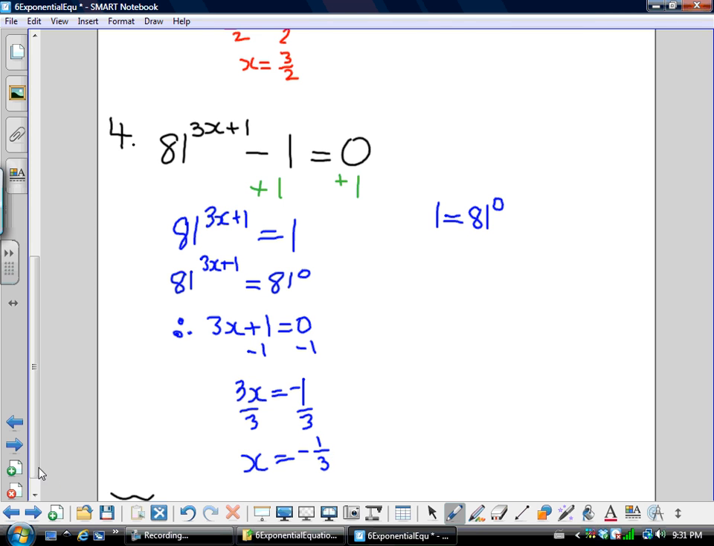All right. So these, once you get bases the same, then usually you're left with a fairly easy equation to solve for x. Good luck with your questions. Remember, you have a test coming up soon.